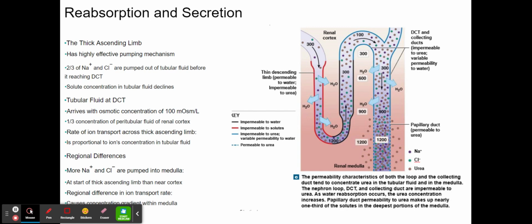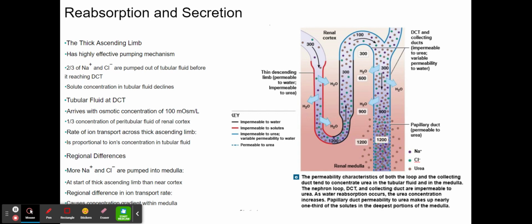The pumping mechanism of the thick ascending limb is highly effective. Almost 2/3 of the sodium and chloride ions that enter it are pumped out of the tubular fluid before that fluid reaches the DCT. In other tissues, differences in solute concentrations are quickly resolved by osmosis. However, osmosis cannot take place across the wall of the thick ascending limb because the epithelium there is impermeable to water. So, as sodium and chloride are removed, the solute concentration in the tubular fluid decreases. Tubular fluid arrives at the DCT with an osmotic concentration of only about 100 milliosmoles per liter. This value is 1/3 the concentration of the peritubular fluid of the renal cortex.